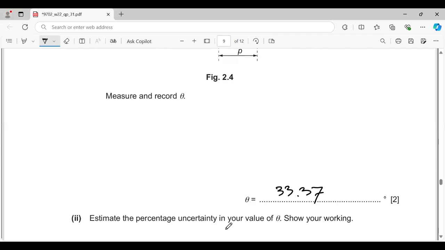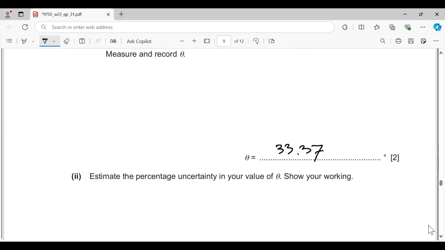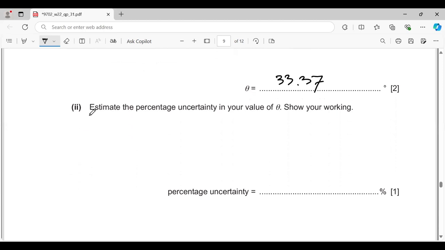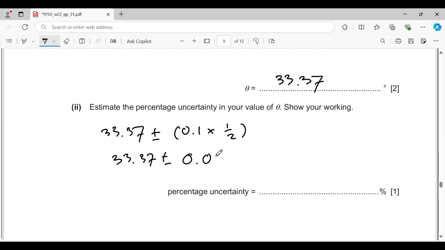Next, estimate the percentage uncertainty in your value of theta. Show your working. So the percentage uncertainty is at 33.37 plus minus 0.1 multiplied by half. So it's going to be 33.37 plus minus 0.05.